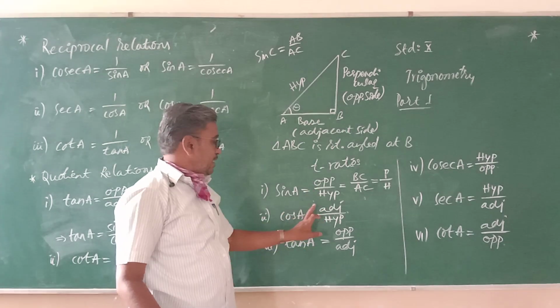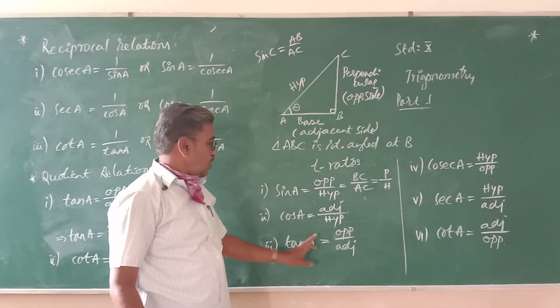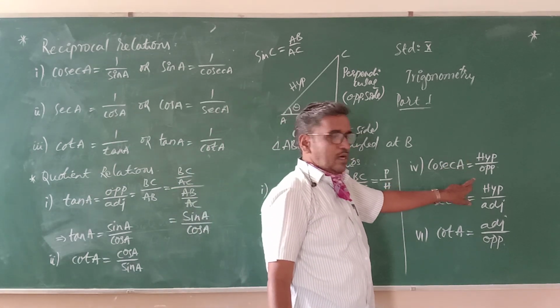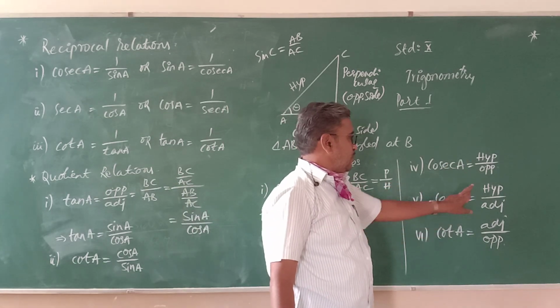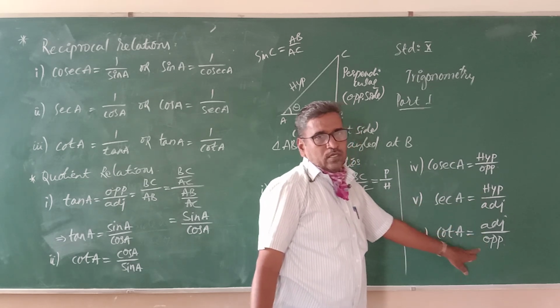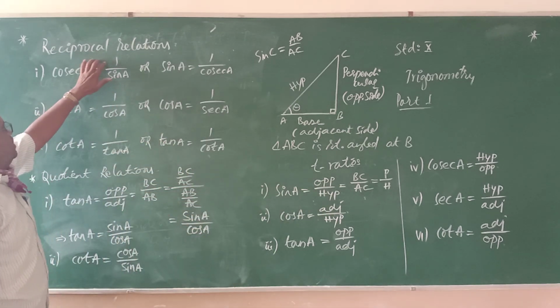Cos A is adjacent upon hypotenuse. Tan A you can write as sine upon cos or opposite by adjacent. Cosec is hypotenuse by opposite. Sec is hypotenuse by adjacent. Cot A is adjacent upon opposite. With the help of these relations, we write the reciprocal relations.